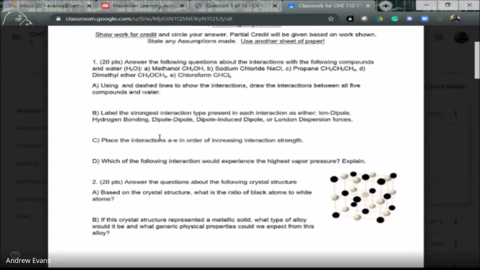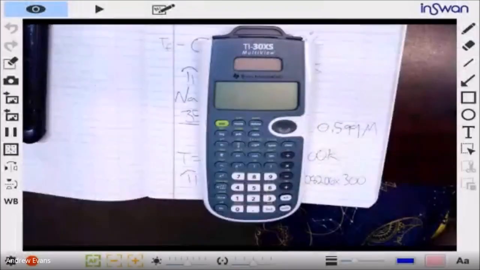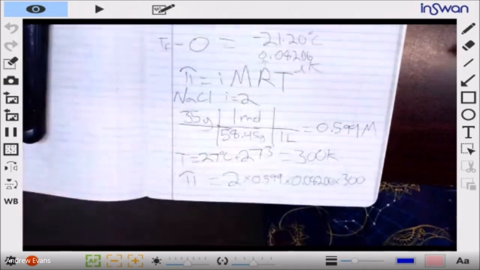Then place the interactions A to E in increasing interaction strength, and then determine which would experience the highest vapor pressure. So this one clearly has to be done from the doc cam, and all the parts can be done kind of all at once.